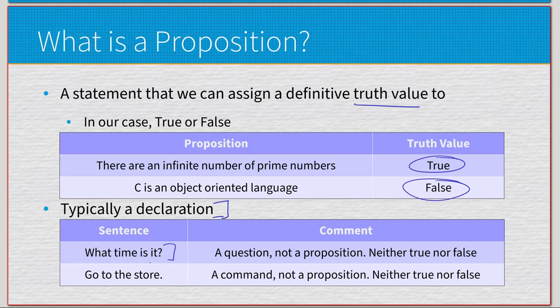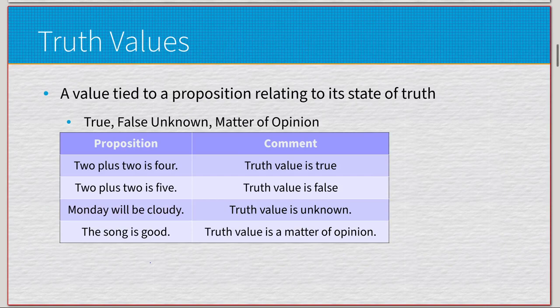So in this case, we care mostly about declarations. We are declaring something, and we need to determine, is that declaration or proposition true or false? Now, for true statements and truth values, we care about the declaration aspect, we care about propositions. But for the values, we care specifically about true and false.